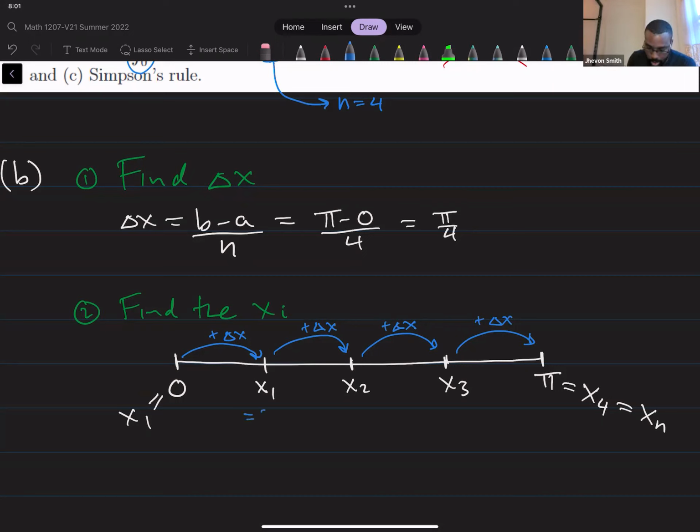That's going to give me pi over 2. Take pi over 2, add pi over 4 again. That's going to give me 3 pi over 4. Add 3 pi over 4, add pi over 4. That ends up with pi. So I'll actually get the last one. So I start with 0, and I keep adding delta x until I get to the last one. This is going to fill in all the lower x's for me. Now, once you do that, here's where you're going to plug into the formula.